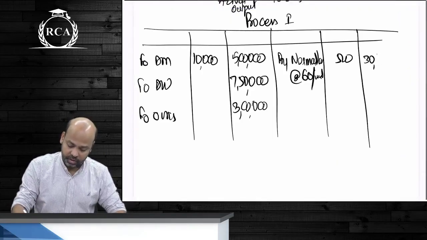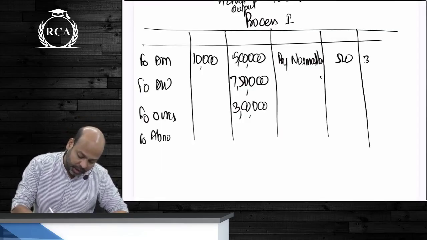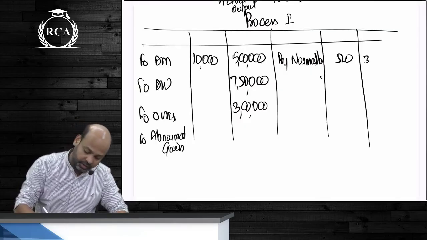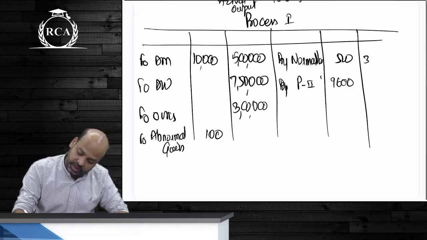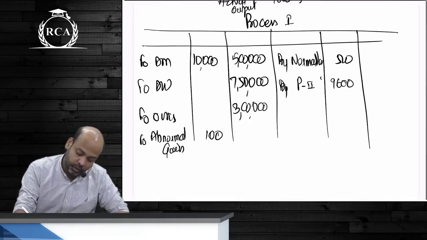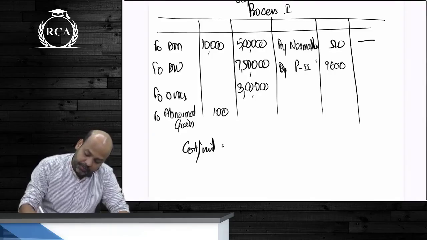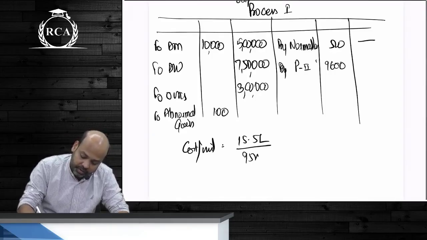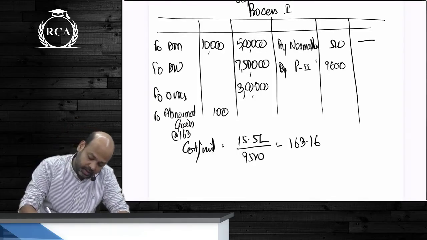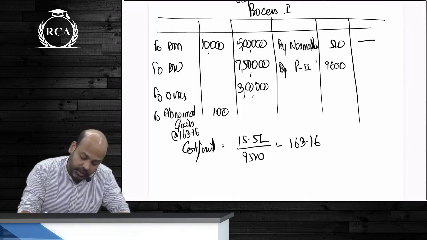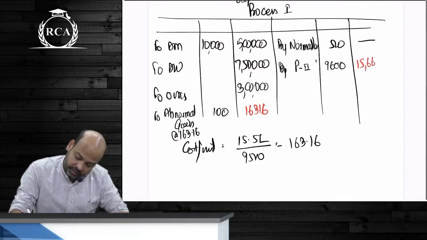Everyone make the process account. Here there is no scrap value. The only thing that will happen is now you will write abnormal gain on the debit side, because the output that will get transferred as such to the next process is by process 2, it will be 9,600 units. Yes or no, kids? Normal loss scrap value is 0. So cost per unit will now be the same 15,50,000 divided by how many units? 9,500, 163.16. So if you multiply 163.16 with 100 units, you will get 16,316. So this will become 15,66,316.